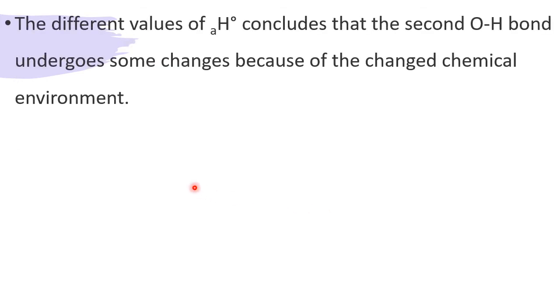The different values of bond enthalpy conclude that the second O-H bond undergoes some changes because of the changed chemical atmosphere. When we break one H from H2O, what remains is OH only, which has a different chemical atmosphere compared to H2O. It is slightly unstable, so we require less energy. So depending upon the chemical atmosphere after breaking one particular bond, we have the bond enthalpy.